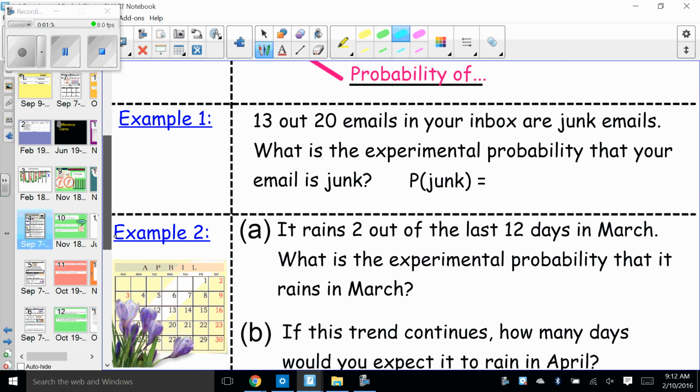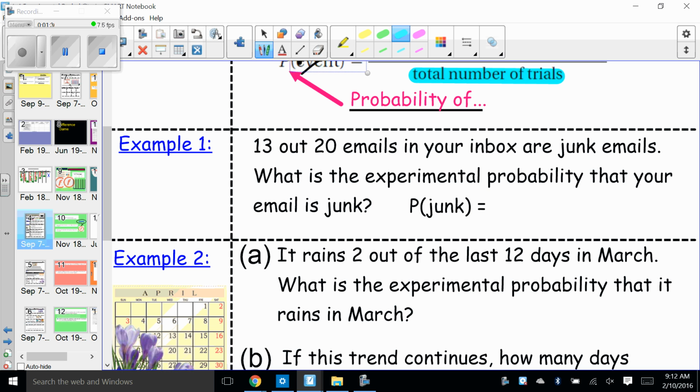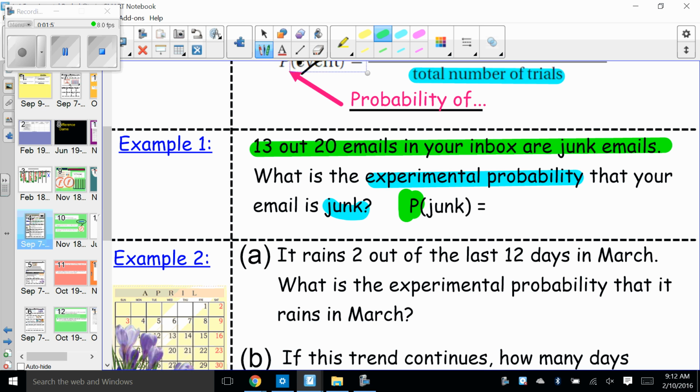So here's example 1. It says that 13 out of your 20 emails in your inbox are junk emails. So typical, right, of email. So only 7 of the emails that you get are actually valuable. So 13 out of 20. In the way we would write the notation, what's the experimental probability that they are junk? We would say capital P, probability of the event's name, which would be junk. What's the probability that we get junk? Well, we just look at our results. It would be in fraction form: 13 junk out of 20 total is our experimental probability.